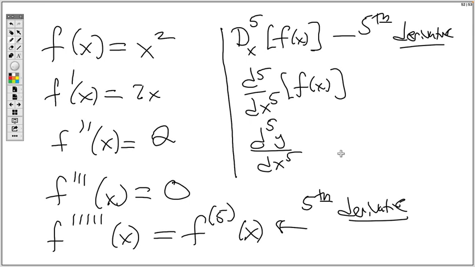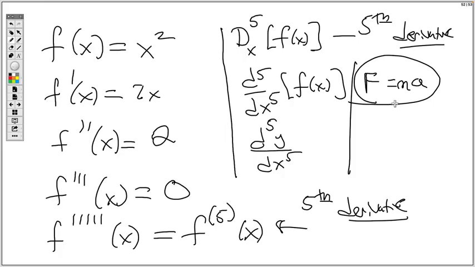Now, out in the wild, second derivatives are extremely important because of this law, F equals ma. Does anyone know what that law is? That's Newton's second law of motion. If you have a constant mass, then the force acting on that mass, which is causing motion, is equal to the mass times the acceleration. The acceleration is the derivative of velocity, which is in turn the derivative of position.